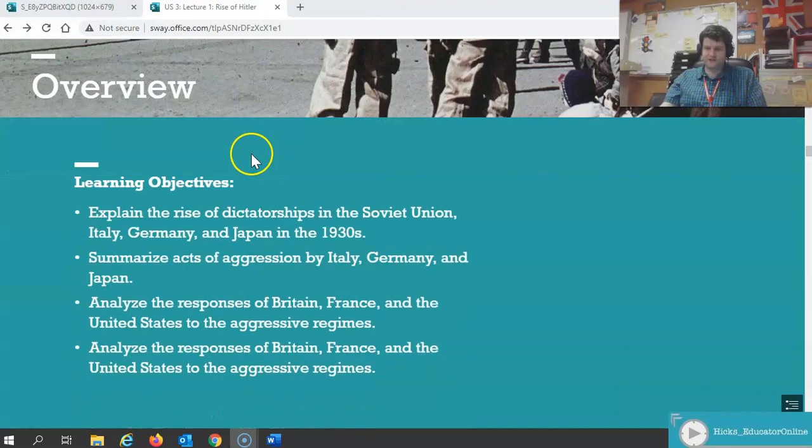Now, these learning objectives are pulled from your textbook, and they frame the whole unit that we're looking at. So this may go a bit beyond all the stuff I'm covering today in this short lecture. Some of these will roll into other ones.